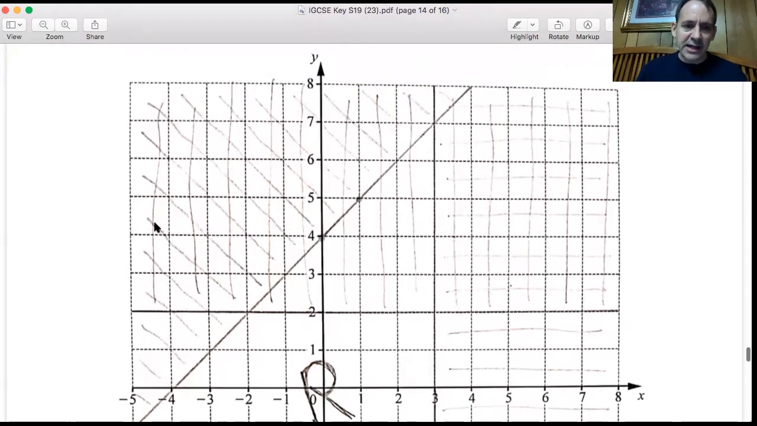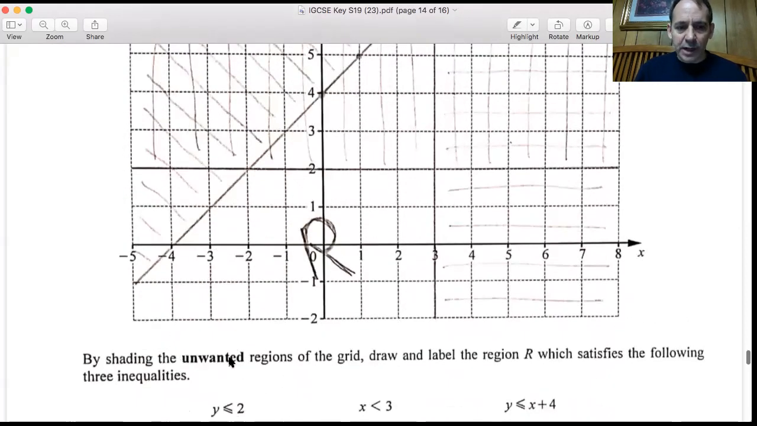It says shade the unwanted. So we don't want up here. So we shade all of that. Again, they make it bold unwanted because some of the curriculum that we use actually teaches you to shade the wanted part, the solution set. So that's why this is bold, because this goes kind of opposite of what some curriculum teach. So we want to shade the unwanted, the opposite from what the inequality states. So that's why we shade up here in the greater than.